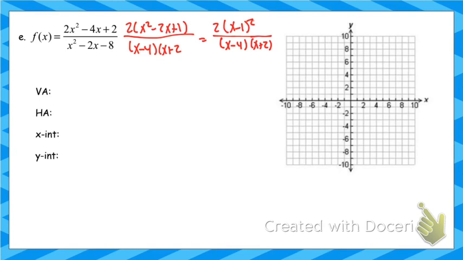All right, vertical asymptotes. Set the bottom equal to 0. So there are two vertical asymptotes again. Okay, horizontal asymptote. Degree of the top and bottom are the same. Divide those leading coefficients.